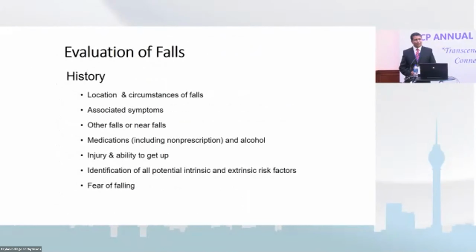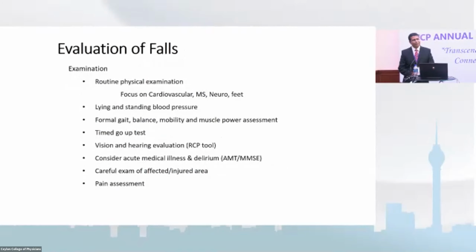History of the falls: how are we going to assess the fall? Basically, the location of the fall, the circumstances of the fall, associated symptoms, medications, injuries, and fear of falls. Basically, we have to go for a detailed history. On examination, we have to do a routine physical examination and systemic examination, including cardiovascular and neuromusculoskeletal systems, and lying and standing blood pressure, which is very important. And then formal assessment of gait and balance, the timed up and go test.